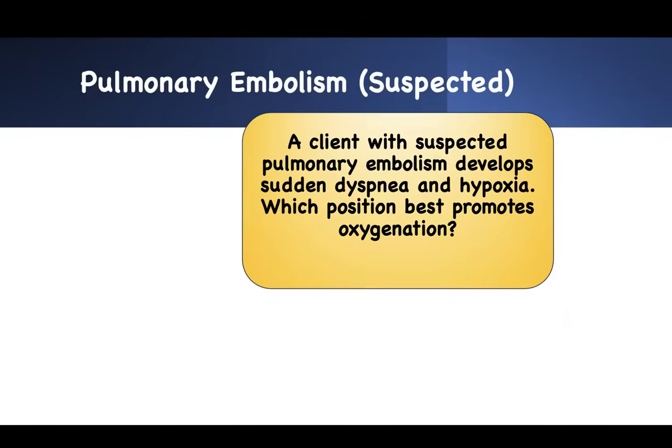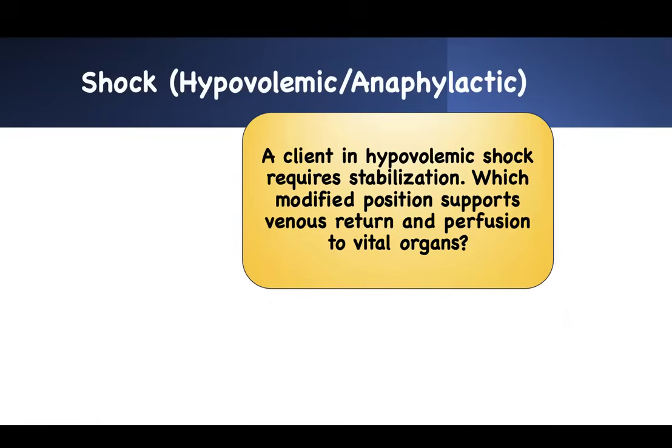A patient with suspected pulmonary embolism develops dyspnea, hypoxia. Which position promotes oxygenation? Something that will allow the lung to expand. And which position? Fowler position, high fowler position. Don't memorize it. Let it make sense. Something like this. A client who is what? Hypovolemic shock. We want more blood.